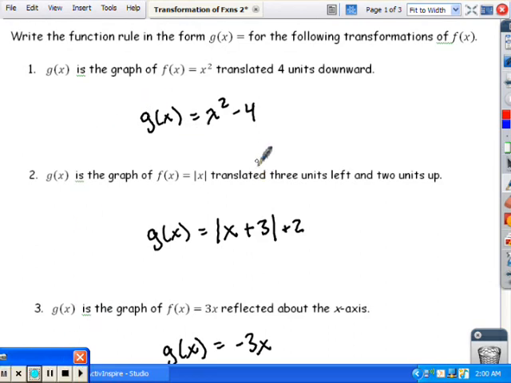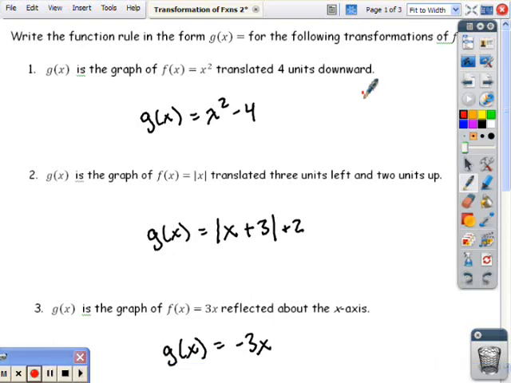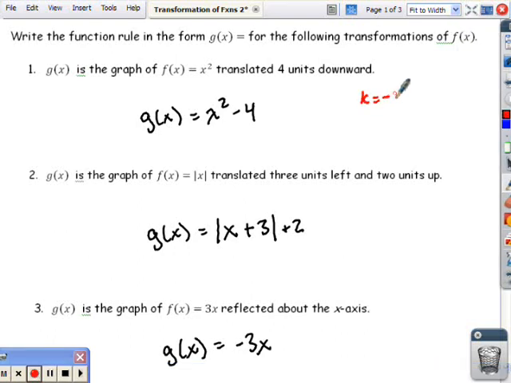Okay, so for the first one, we're translated down 4 units, so that's k equals negative 4. Right? So then the function is applied, I have x, the function is applied, and then I subtract 4. The second one translated 3 units left. That means h is negative 3. 2 units up, k is 2.